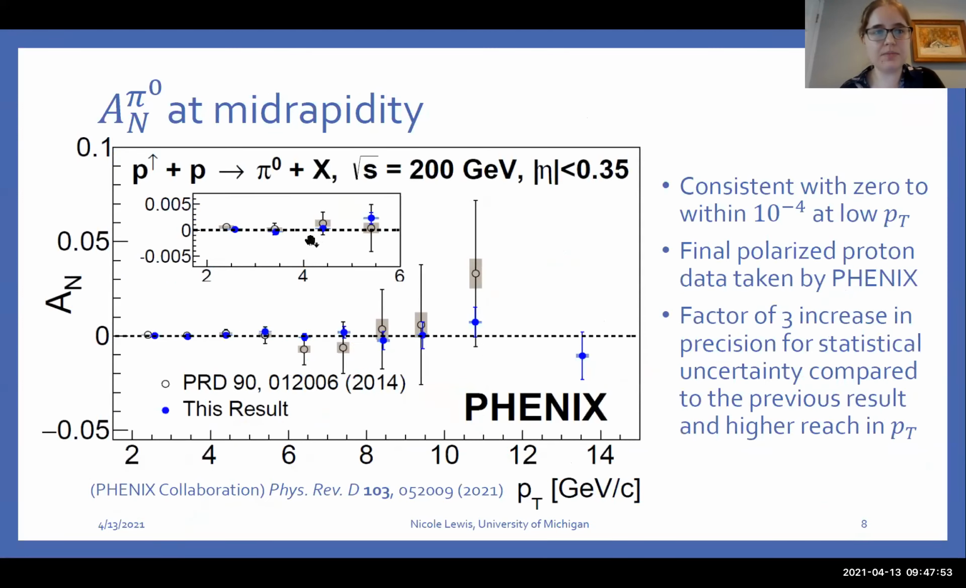So here is the midrapidity transverse single spin asymmetry result. You can see that it's consistent with 0 to within 10 to the negative 4 at low pT. And this measurement was done with the final polarized proton data set from PHENIX. So it's really nice to have something that is so precise. It's a factor of 3 increase in precision when compared to the previous result and reaches higher in pT. And these results were recently published in this paper in PRD.